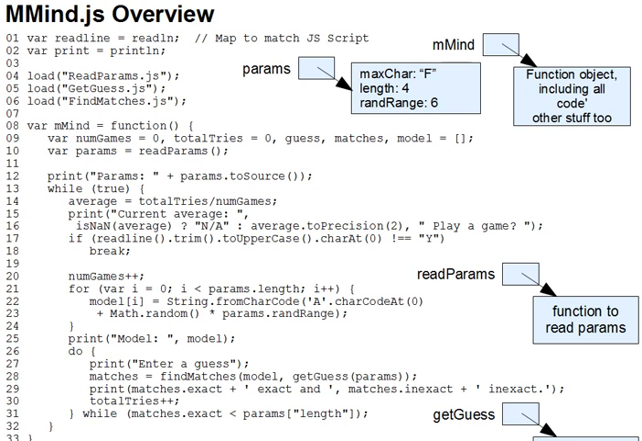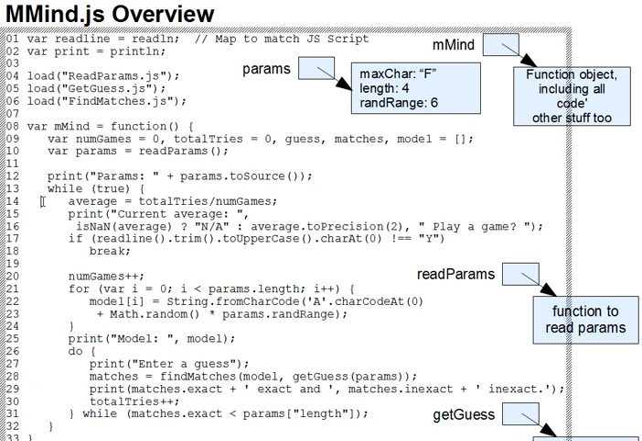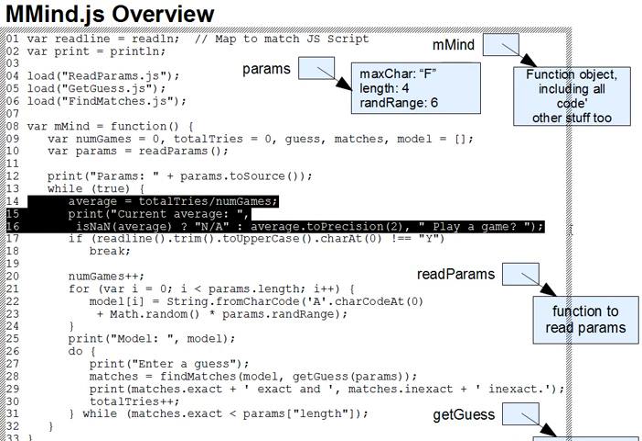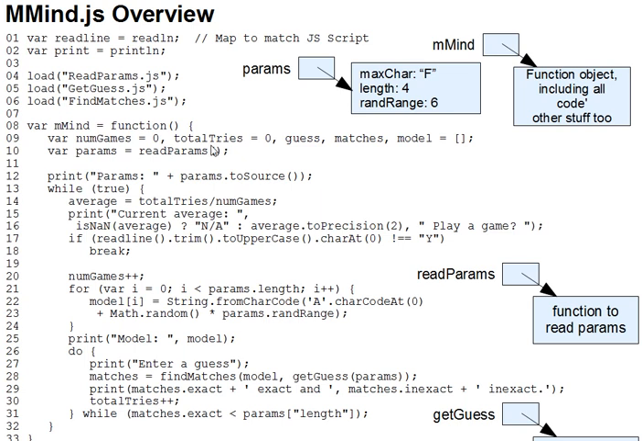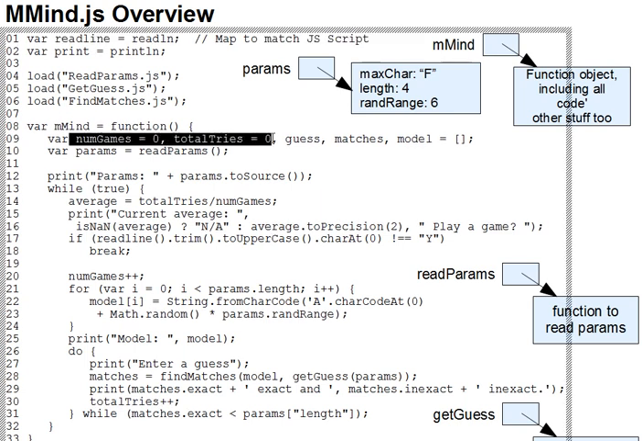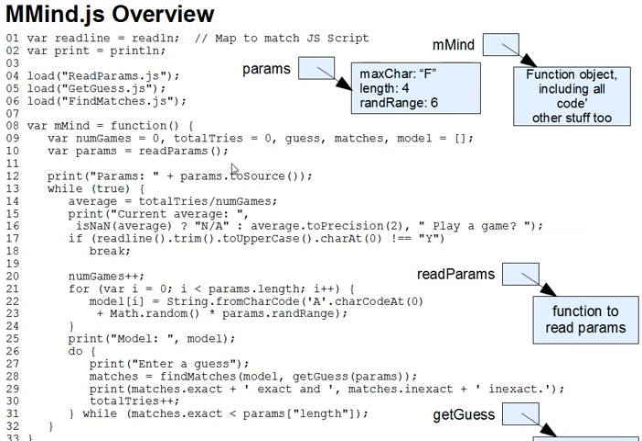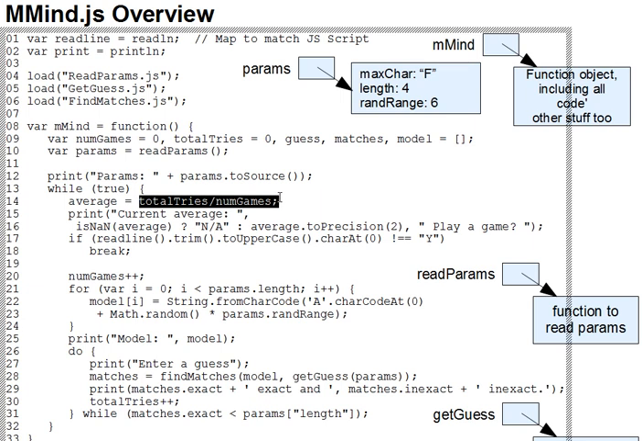So, starting with the number, continuing our mind.js walkthrough, let's look at a bit of the JS math on lines 14 through 16 here. These compute and report the running average based on total tries, which we initialized up here, and numGames. Total tries is the number of guesses made across all the games thus far, and numGames is the number of games played so far. And these variables are numbers, of course, as we mentioned earlier, and the division here on line 14 thus does the obvious thing to compute an average.